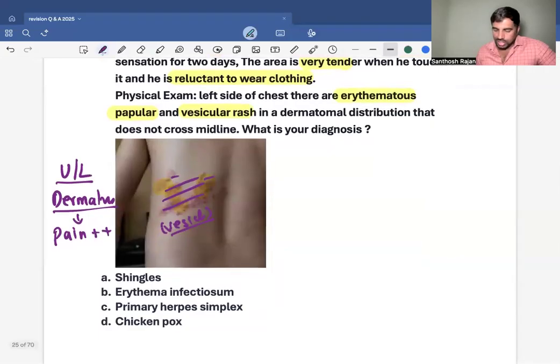When this unilateral picture comes, you have to think about what? Shingles. Shingles in adults is reactivation of chickenpox. Usually in this picture, unilateral pain and everything will be there initially. What about erythema infectiosum? That is parvovirus, a totally different picture, slapped cheek appearance. Primary herpes simplex, no. There also would be only vesicles, but not this picture. Either it's upper or lower. Totally different picture. We don't have this.